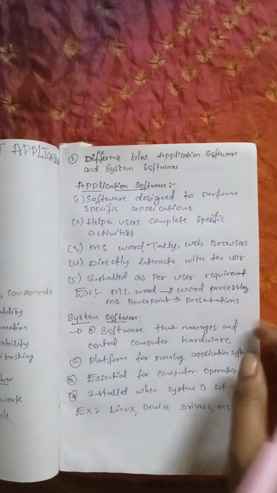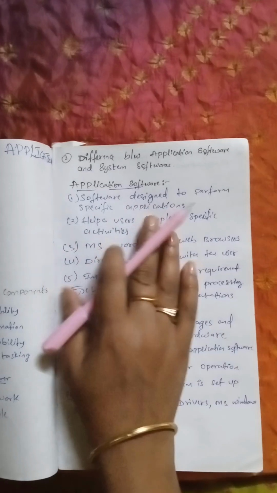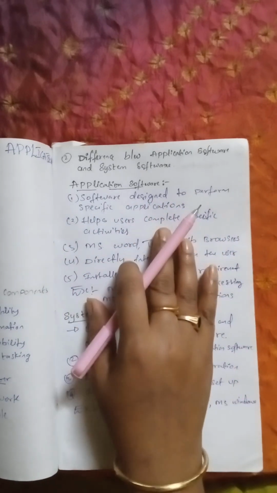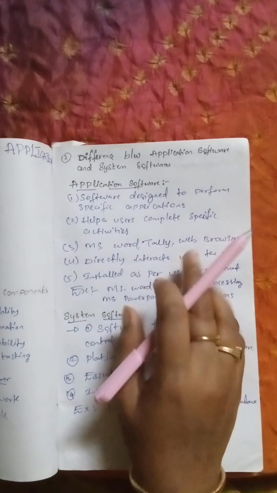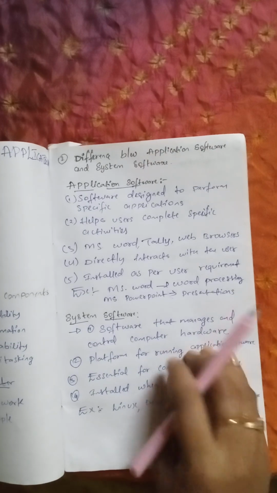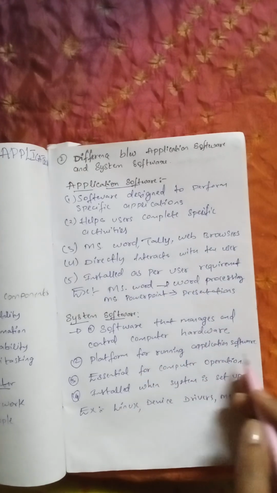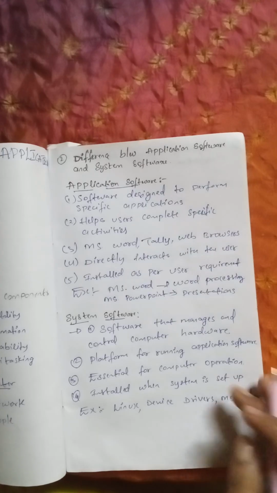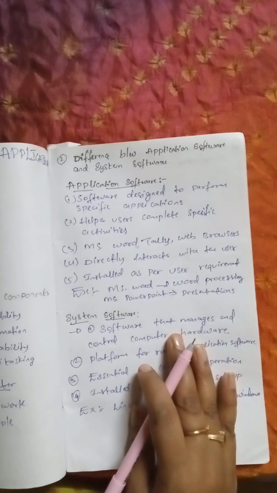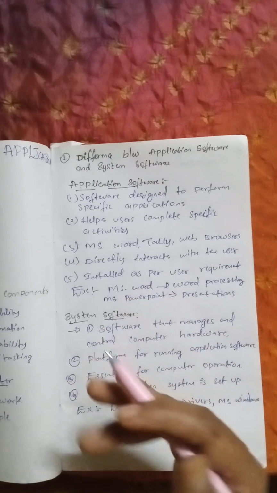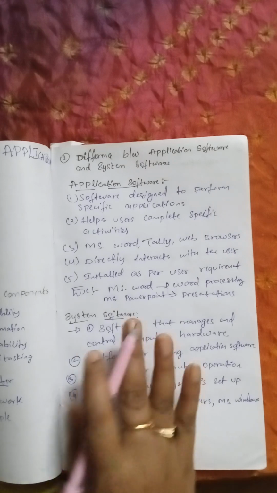Let's discuss once again application software and system software. Application software is software designed to perform specific applications, helps users complete specific activities, like MS Word, Tally, web browsers, and directly interacts with the user. System software does not directly interact with the users. It is a back-end process, a platform for running application software, installed when the system is set up, essential for computer operation. Application software directly interacts with the user, but system software works in the background.